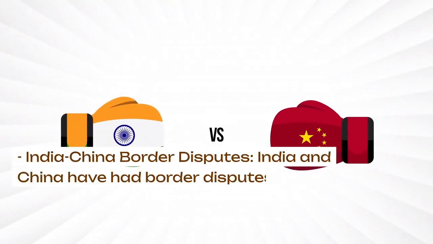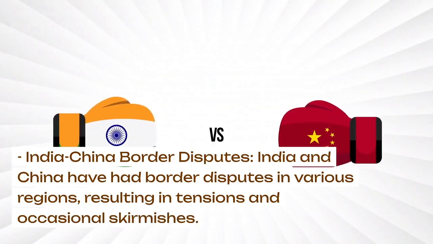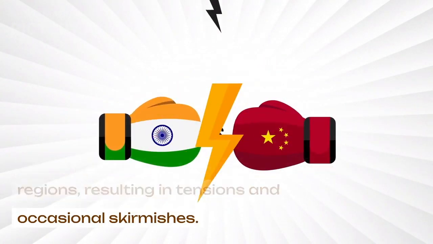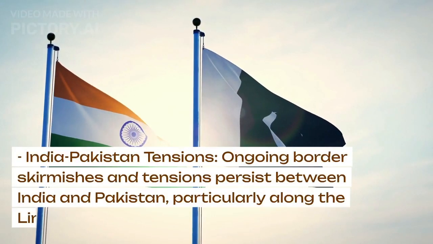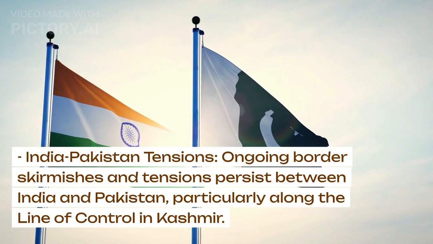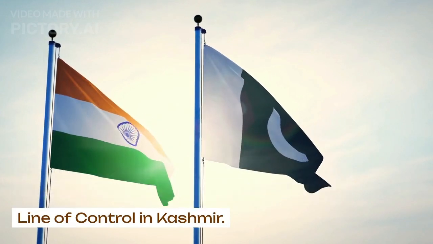7. Ongoing tensions. India-China border disputes. India and China have had border disputes in various regions, resulting in tensions and occasional skirmishes. India-Pakistan tensions. Ongoing border skirmishes and tensions persist between India and Pakistan, particularly along the line of control in Kashmir.